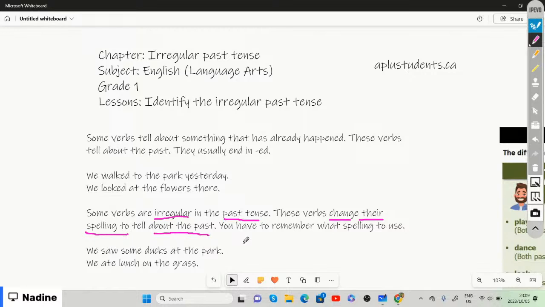So like I said, there is basically no rule that you need to follow where we add -ed or something to show that it is just in the past, because the verb changes its spelling to tell us about the past. So you're just going to have to remember what spelling to use. If you write a verb to show that it is irregular in the past tense, it just means that you're going to have to remember what spelling to use, because the verb changes its spelling to tell us about the past.